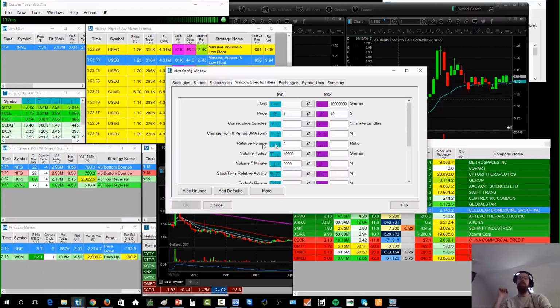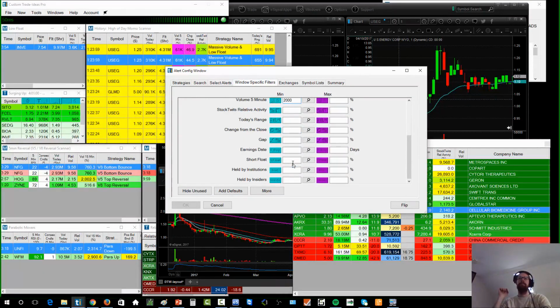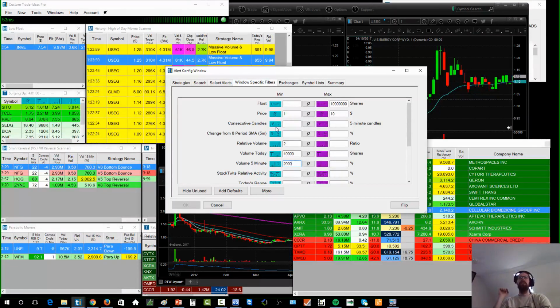You filter by daily relative volume, which is 2. The volume today, which is 40,000 shares. The 5-minute volume, 2,000 times higher than average. And that's it. So this is a stock that has 2,000 times higher than average volume in the last 5 minutes, price between 1 and 10 with a float of under 10 million shares. That's the basic breakdown of this scanner, and that's what we're looking for.